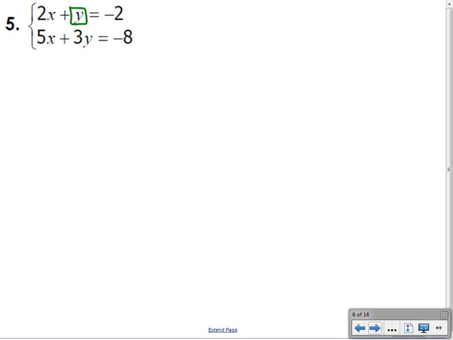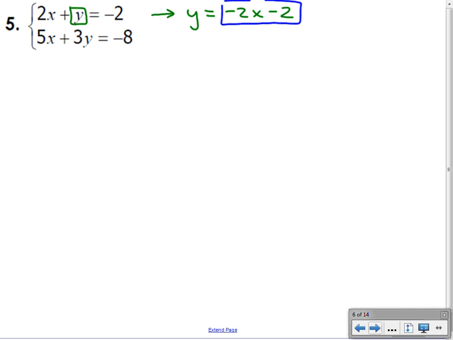Now, yes, there's really a 1 here, but when it's just 1, we don't have to actually write it. Solving for the variable that doesn't have a number written in front is going to help you avoid creating fractions when you solve for that variable. If I want to solve my top equation for y, it's as simple as subtracting 2x from both sides. I would get y equals negative 2x minus 2. Okay, now it looks like our previous problems.